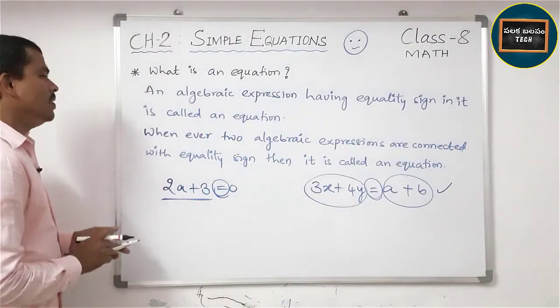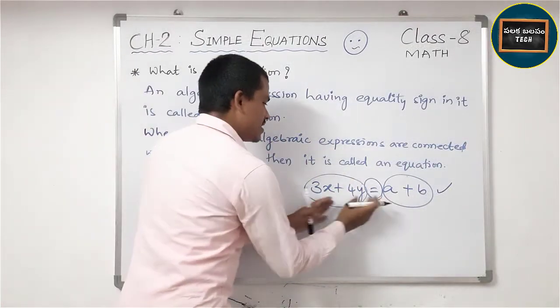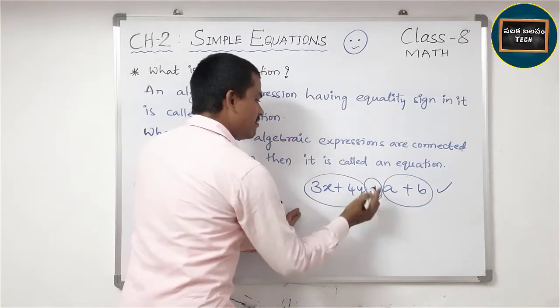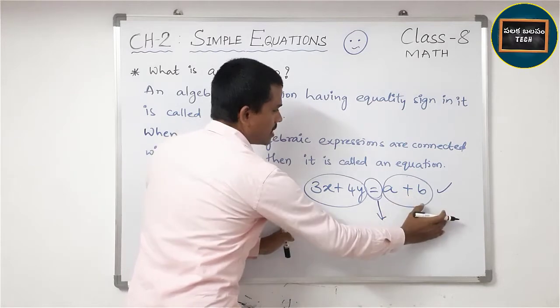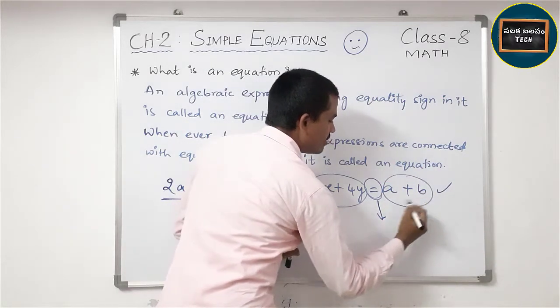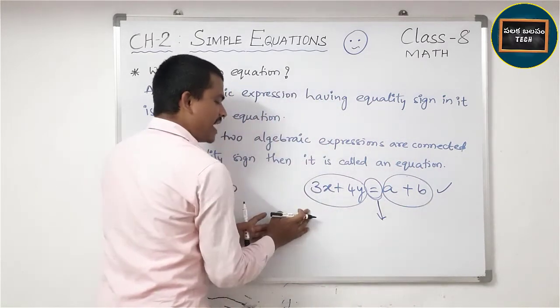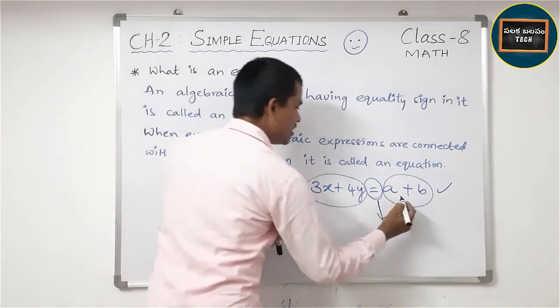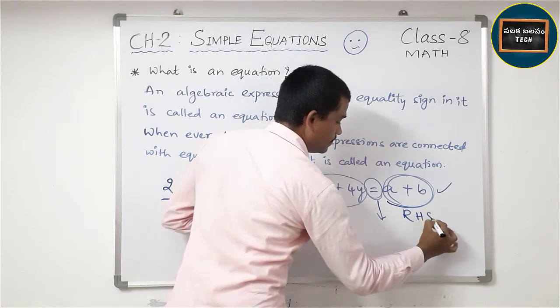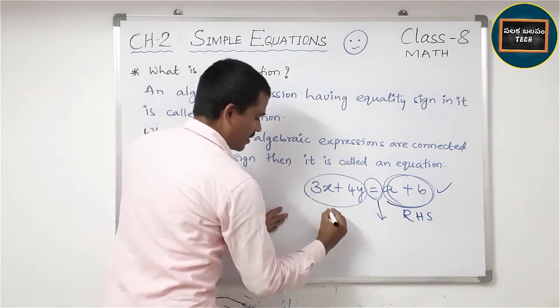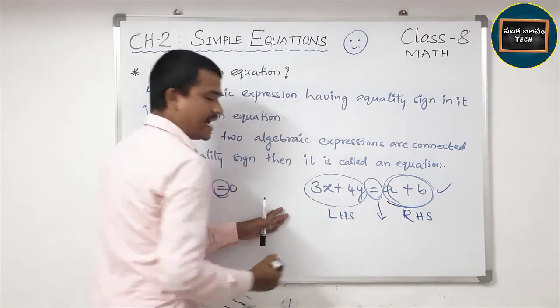Okay, now the equality sign divides. This is an equation. In this equation, the equality sign will divide the equation into two parts. This is the right hand side of the equality sign. This is the left hand side of the equality sign. So this part is called the right hand side, RHS part. This part is called the LHS part, left hand side.